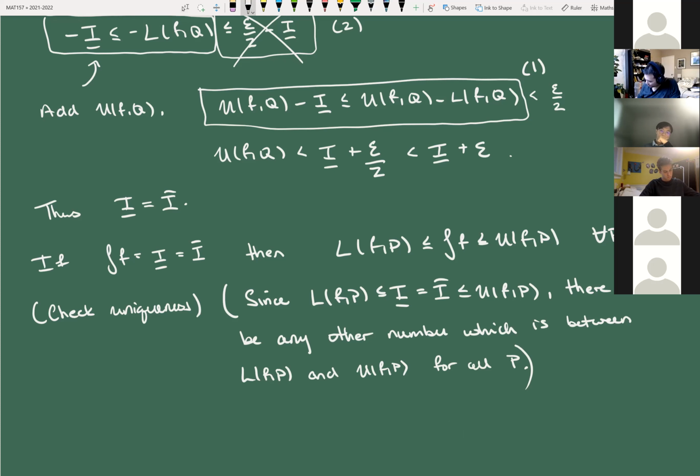Was there anything else I needed to prove? So I proved they existed. I proved it was unique. I've proven that they're equal to the upper and lower integrals. No, I think that's it. Right? Cool.